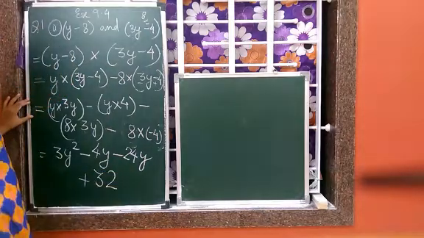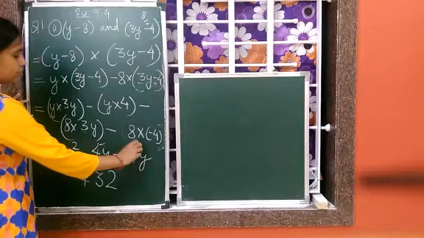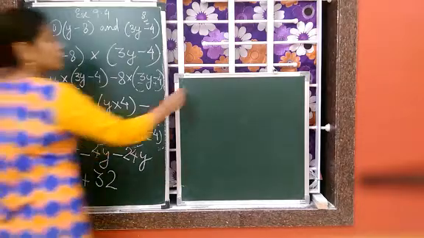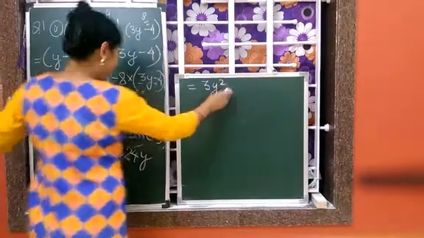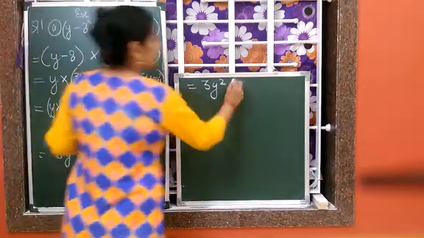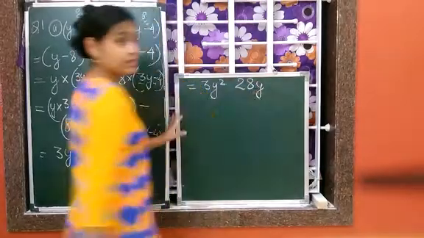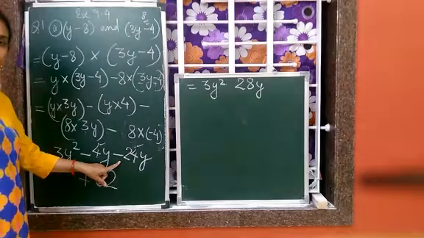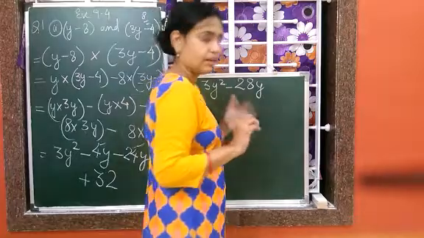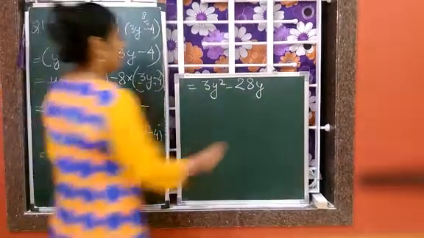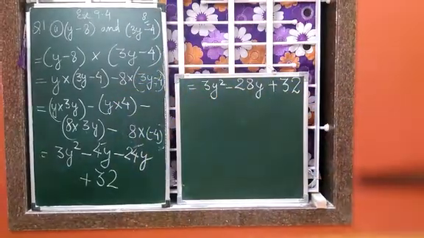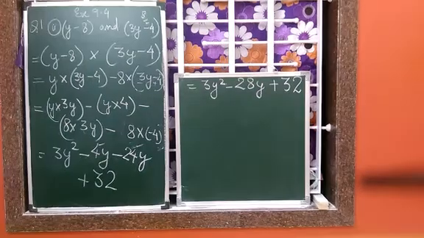Now same type of terms will get added. This is a term and this is a term, which is the same. How are they the same, children? Because their variable is common. So 3y square remains 3y square. Now minus minus becomes plus, so 24 plus 4 gives you 28. And y remains y. Now both are negative, so their sum will also be negative. So minus 28y plus 32. So this completes the second part of question number 1.